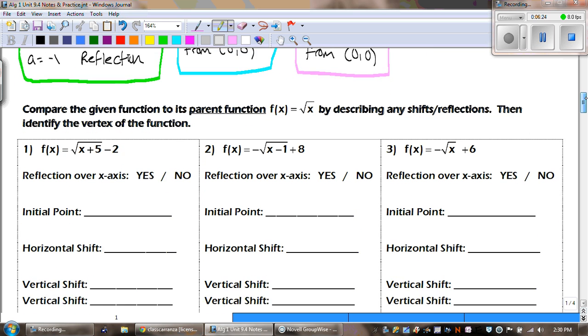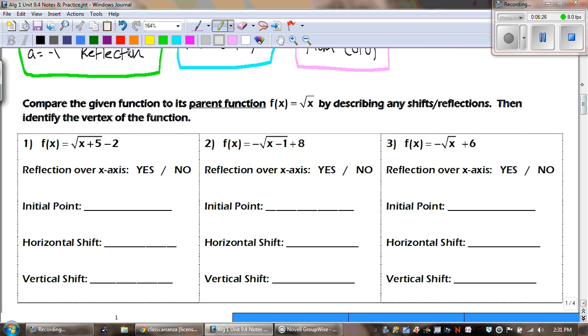Otherwise, I want to talk about these right here. So we're going to compare the given function to its parent function, f of x equals the square root of x, by describing any shifts or reflections. Then identify the vertex of the function. So for number 1, is there a reflection over the x-axis? Yes or no? Well, what do you think? Okay, the reflection, is it positive or negative? Well, it's positive, so that means no.